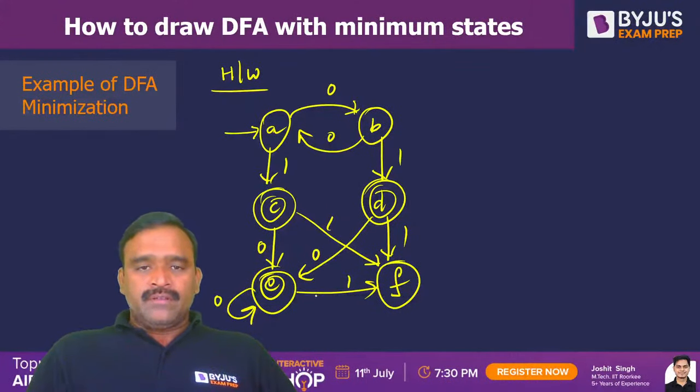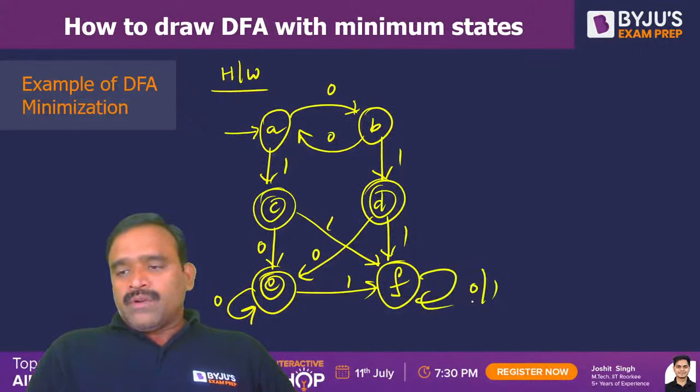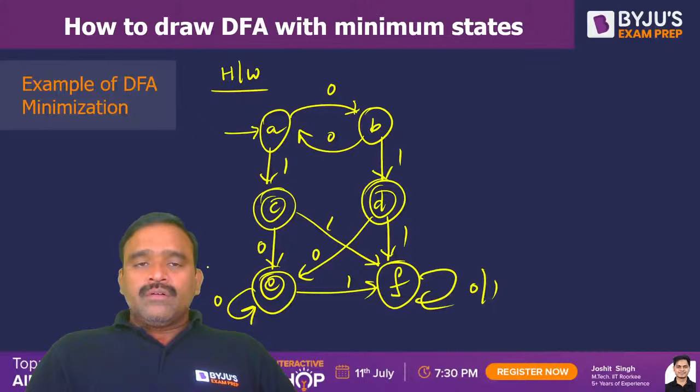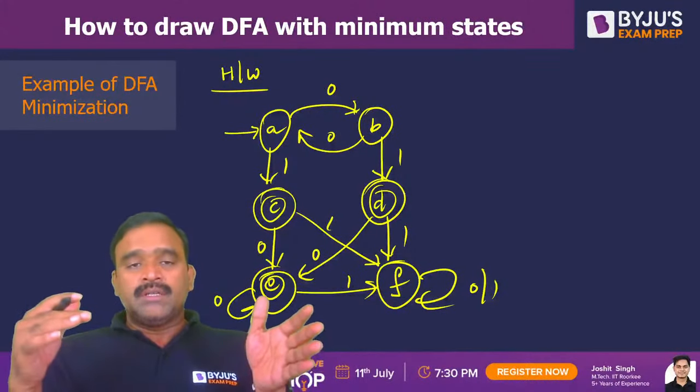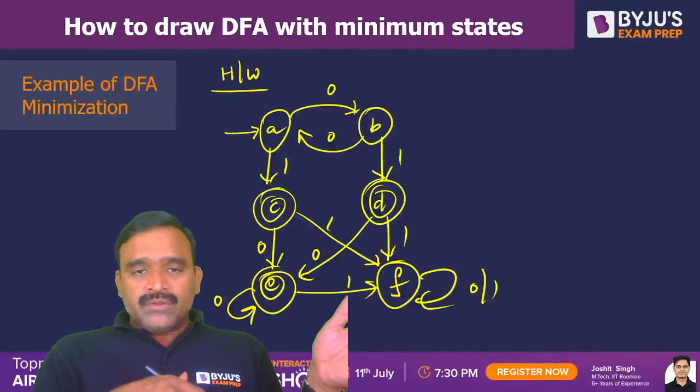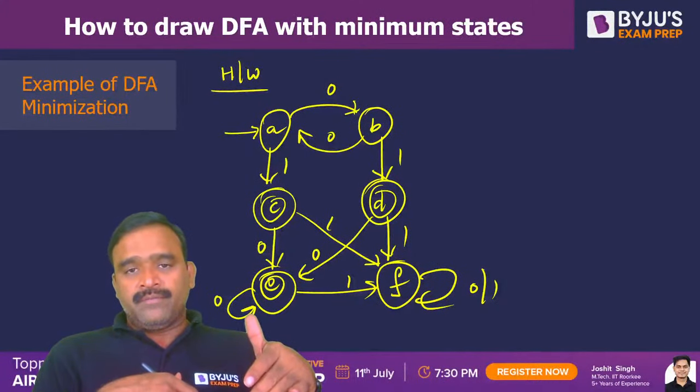So this is a DFA. Every state has taken 0 and 1. F is a dead state. 0 or 1 going to the same state. Now you just continue your discussion on the comment box regarding how many states we can get after minimization.